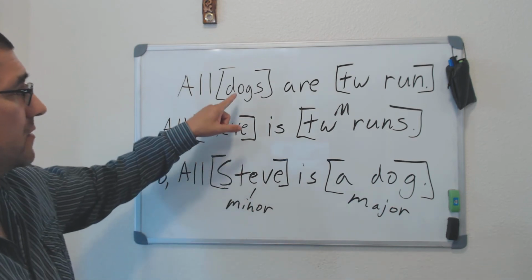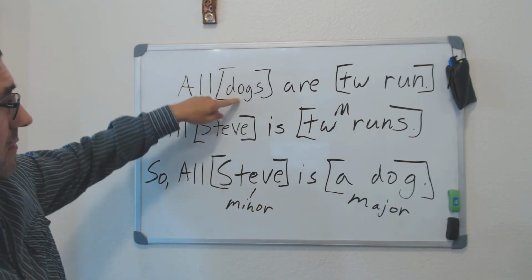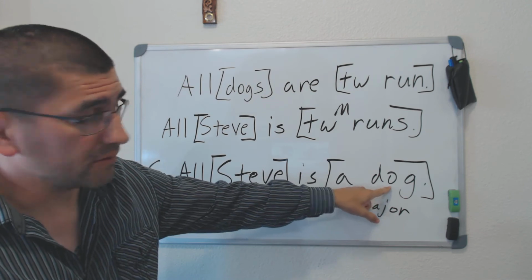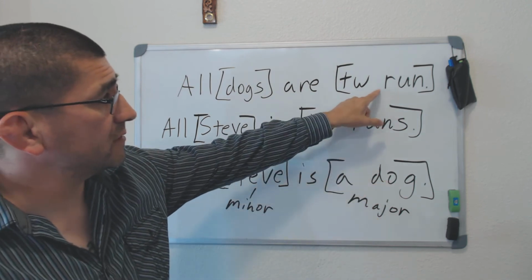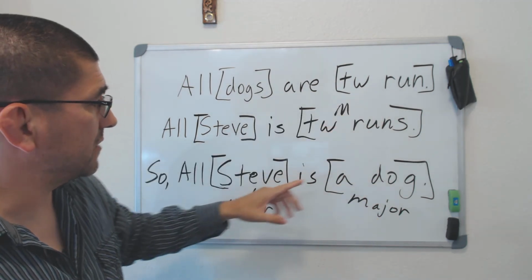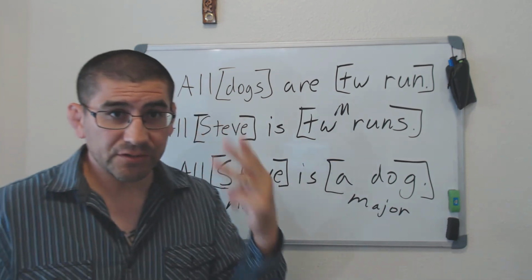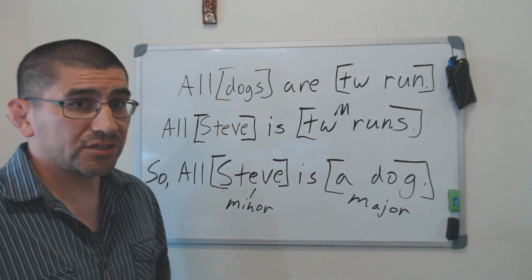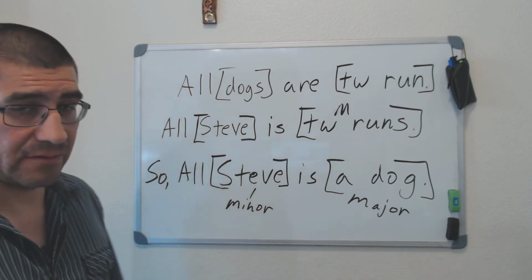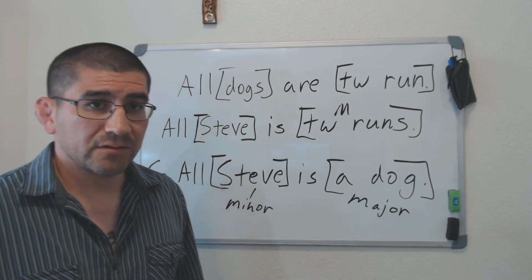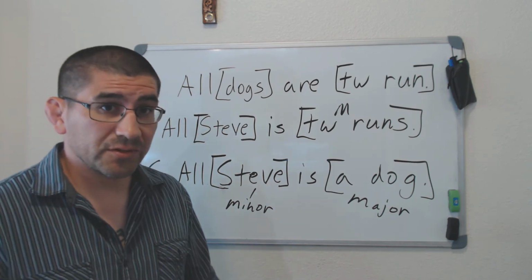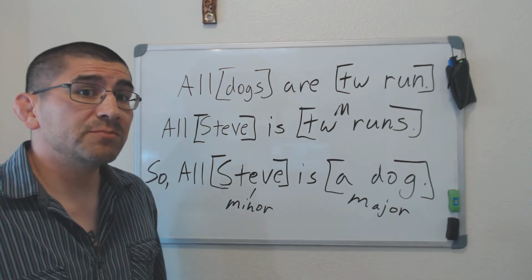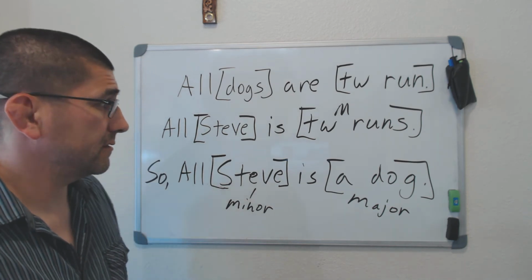Let's see. Dogs, dog, same thing, right? That which runs, run, same thing. Steve and Steve. We have 3 terms. Next one, it's also a pretty easy one. 3 propositions. 1, 2, 3. Okay, so it passes that. So rule number 3, the middle term must be distributed at least once.